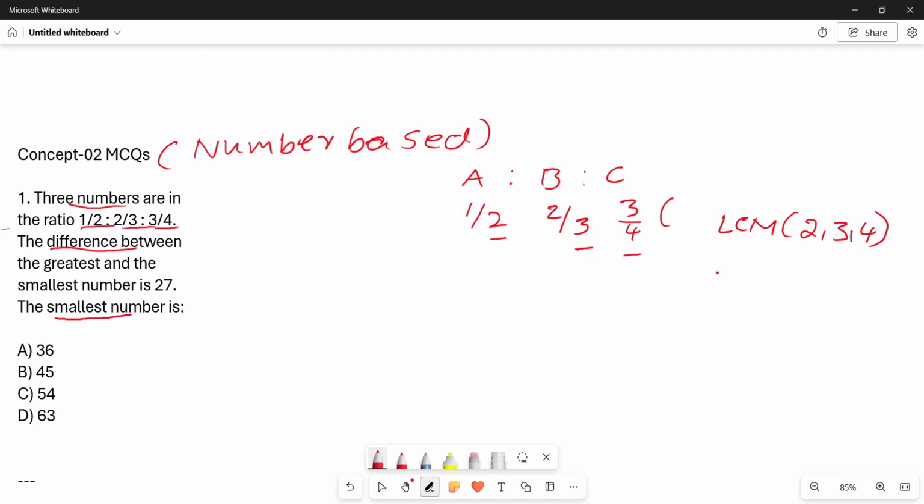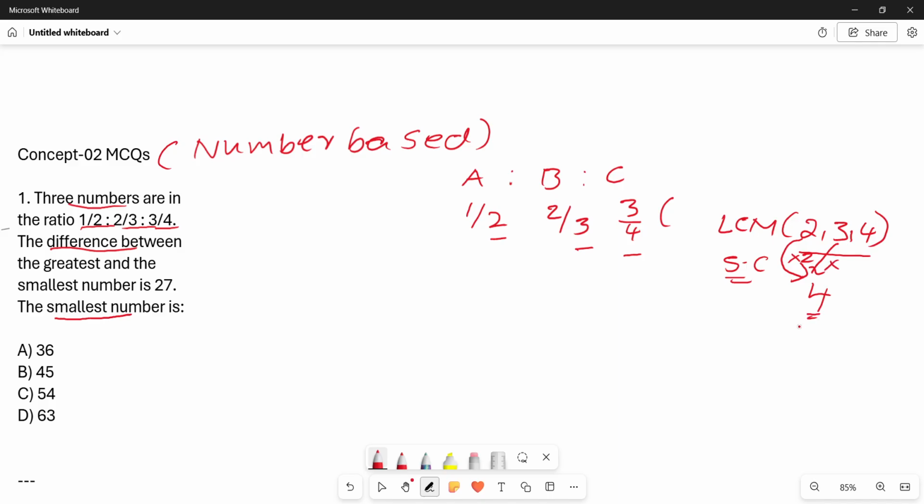I will give you a shortcut to find LCM. Firstly, from the given numbers, take the highest number. What is the highest number? 4 is the highest number. In the 2 table we get 4, yes, 2 into 2 is 4. In the 3 table do we get 4? No, 4 is not a multiple of 3. So 4 is not the LCM.